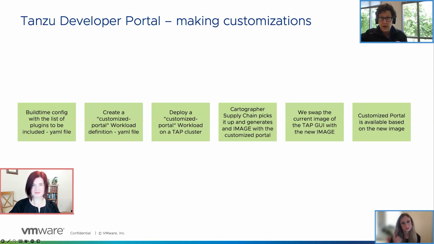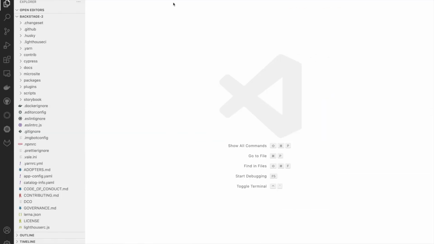Now, all we'll need to do is to swap that image with the current instance of the tab GUI, the graphical user interface that I just showed you. That would trigger that change, and you will see the customized portal that will be available based on that new image. We'll start with showing you the Backstage open source site.